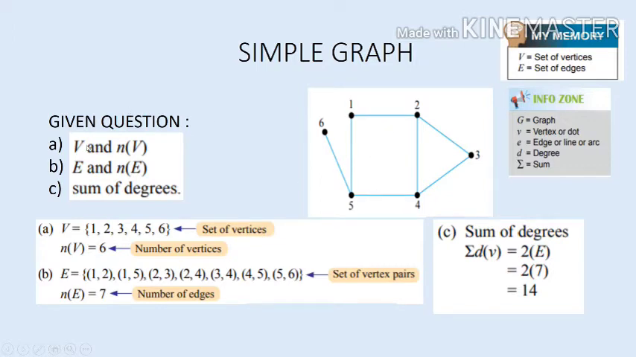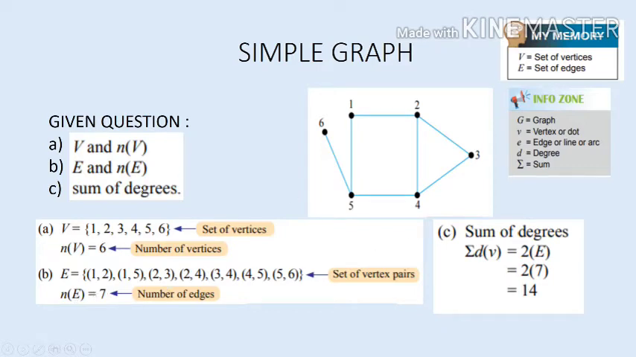Given question A, V and number of V, how to determine the set of vertices? Look here, it is 1, 2, 3, 4, 5, 6. And the number of the set of vertices is 6. And next, B, E and number of E. How to determine the set of edges? Look at the lines joining two points here. First is 1, 2, 1, 5. And next, 2, 3, 2, 4, and so on. And the number of the set of edges is 7.